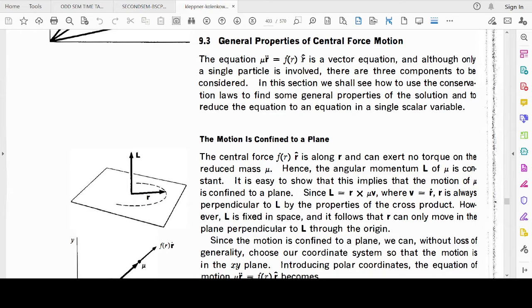So this is the equation of the central force motion. Mu r double dot equal to F of r r cap. So the mu is the reduced mass, even though one particle is considered here, that is the reduced mass. It is a vector equation and there are three components of this equation in three-dimensional space.